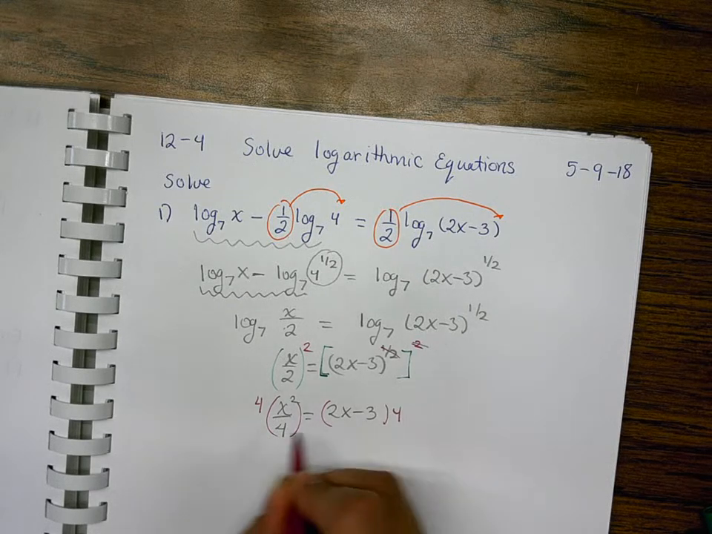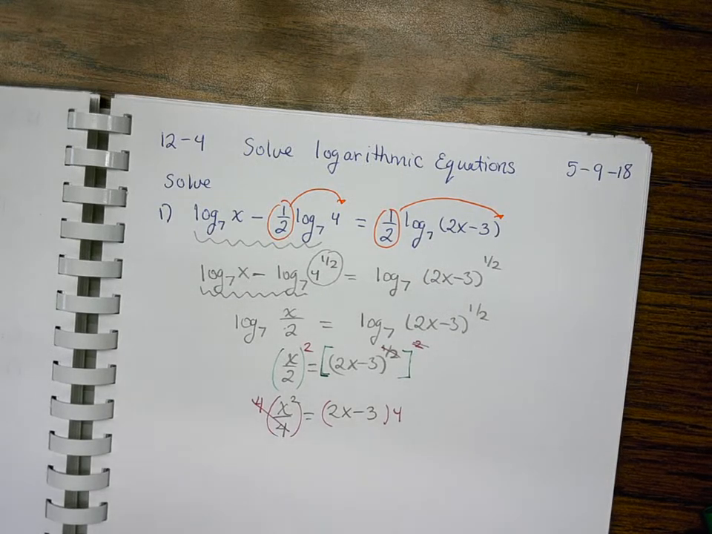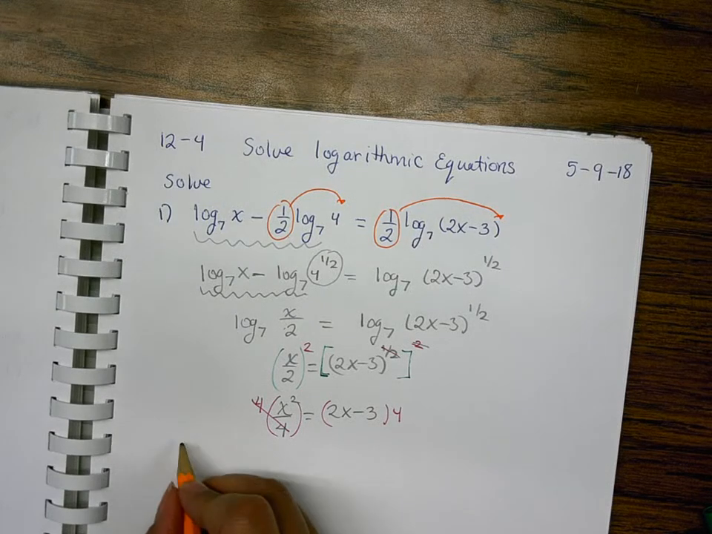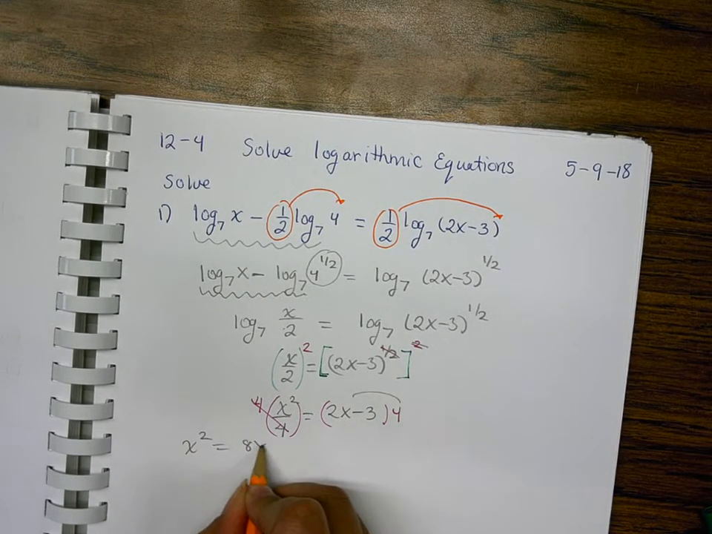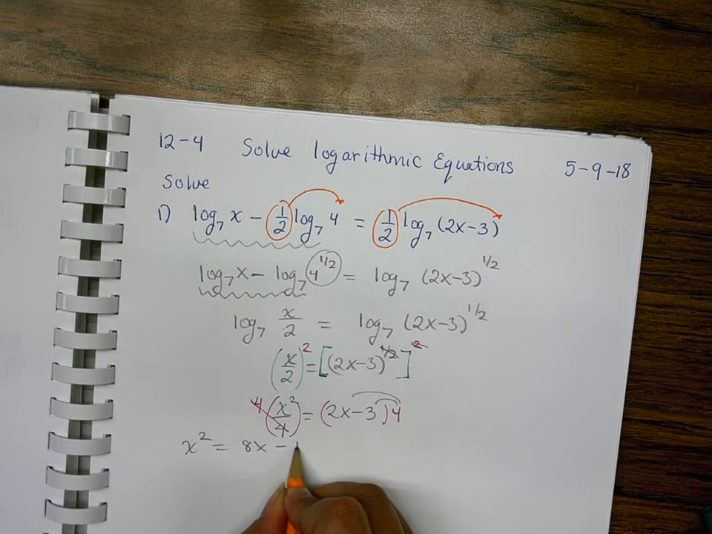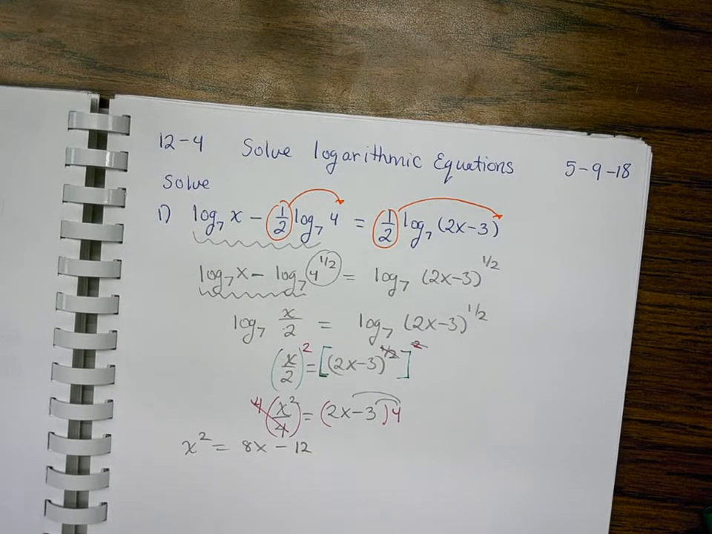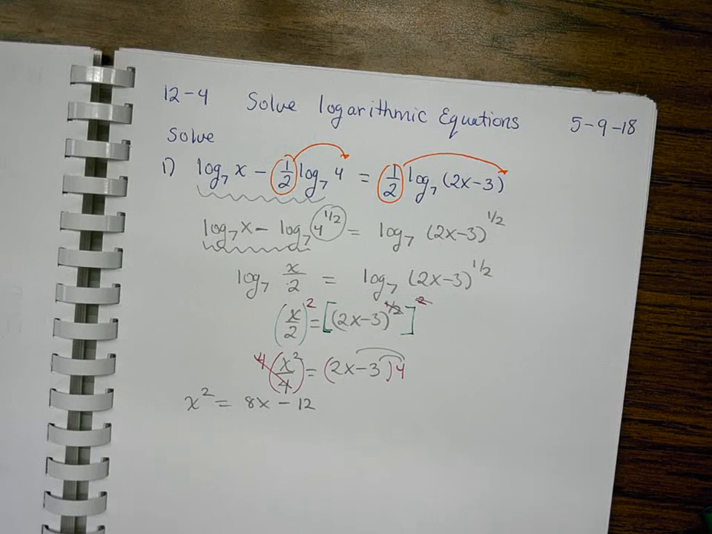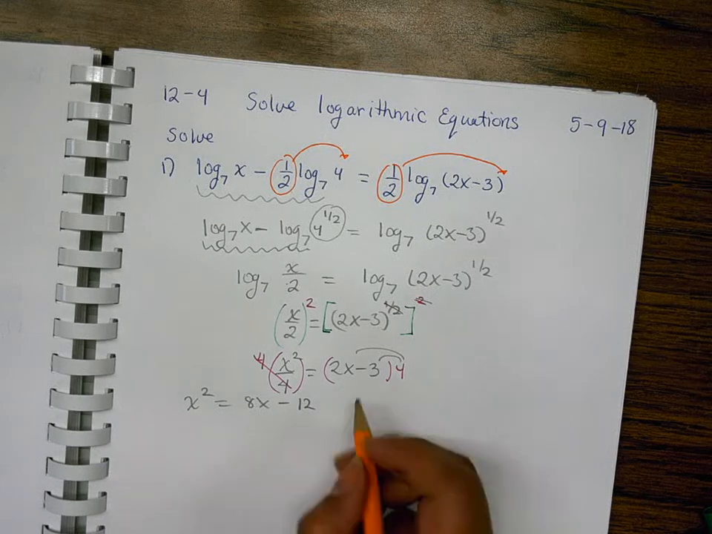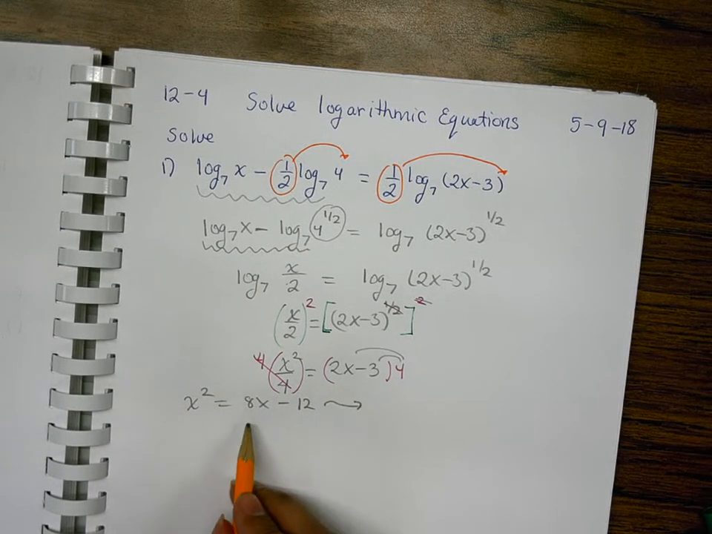So we multiply both sides by 4. Cross out. x squared equals 8x minus 12. And what do we do next? If I'm trying to solve for x and I have x squared equals 8x minus 12, I'm hoping everyone recognizes we're going to get everything to one side so we can factor and solve.